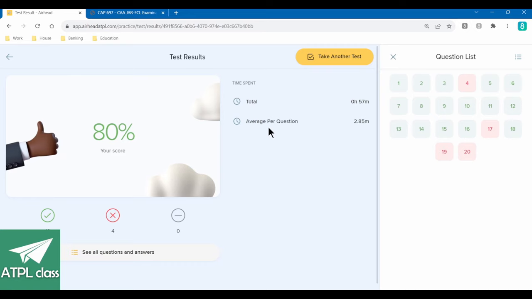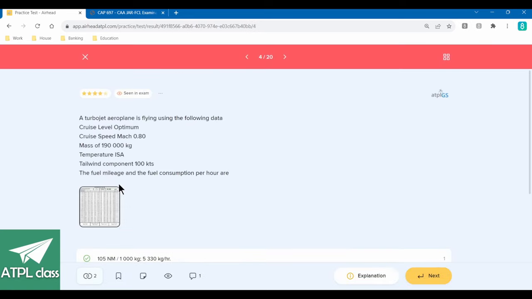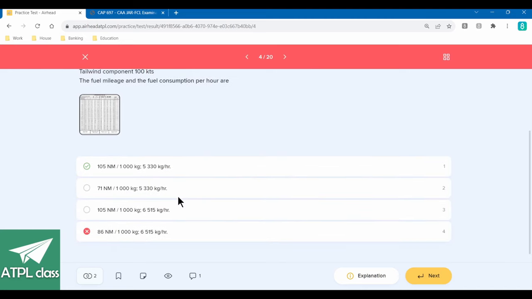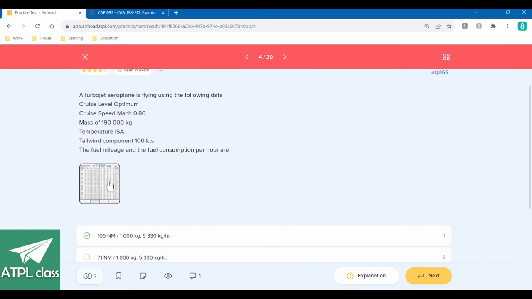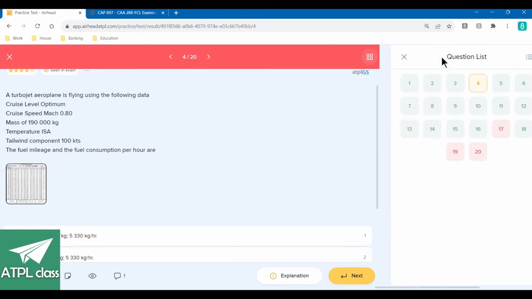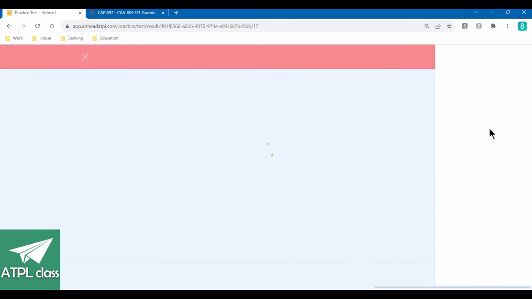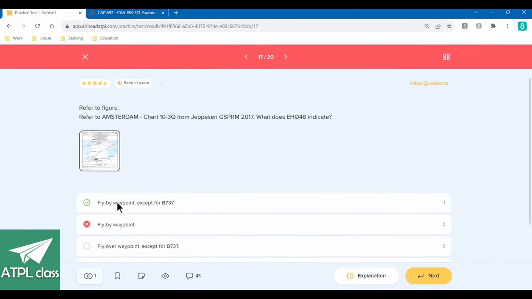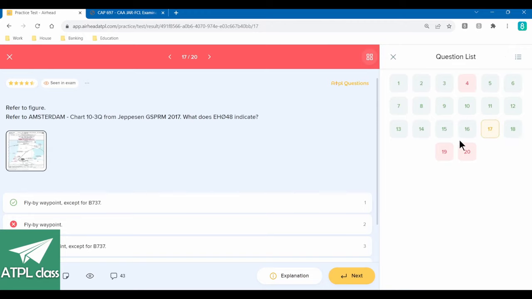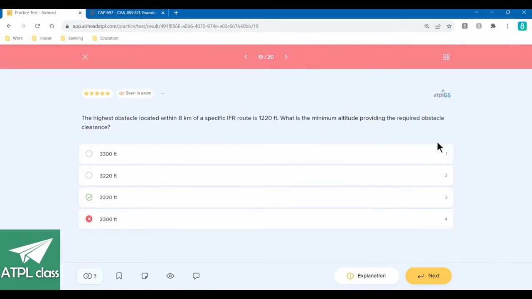So let's have a look back, review our test. So we've got question four wrong. That was a confusing one. What else did we get wrong? Ooh, didn't do very good at the end. Did we? 17, yeah, confusing. Is it for a 737? No, because 737s just don't use it at all. So it is a flyby waypoint, but 737s just don't use it. Why they get special treatment, I don't know.